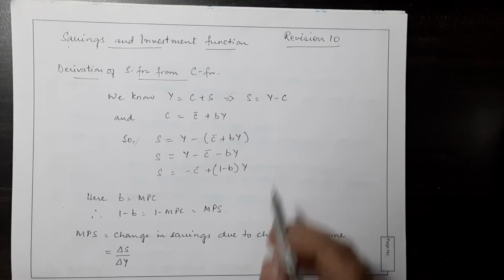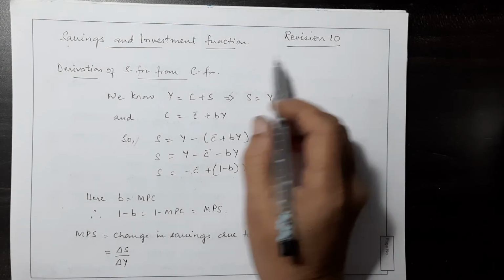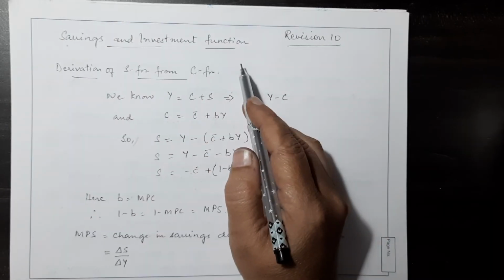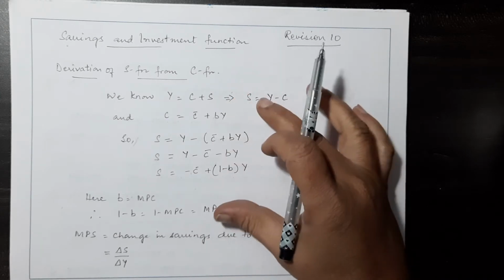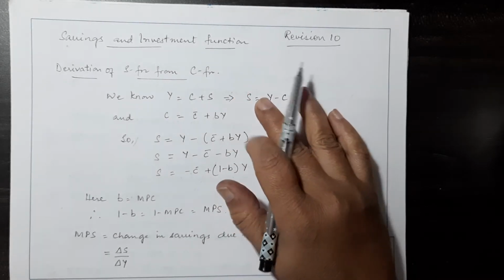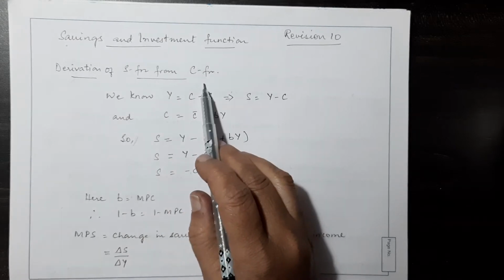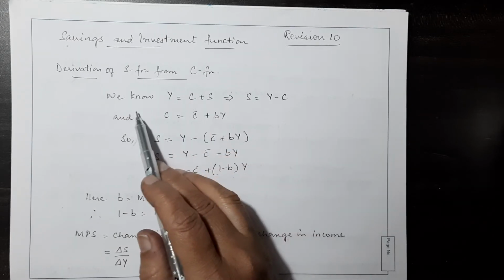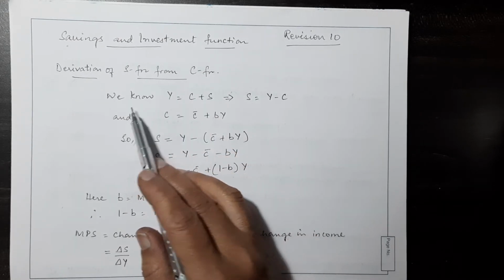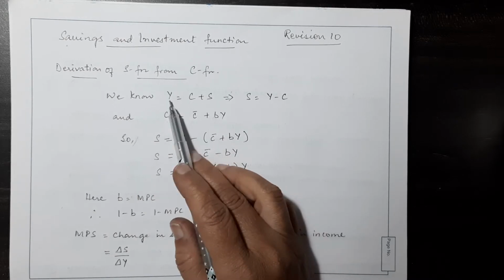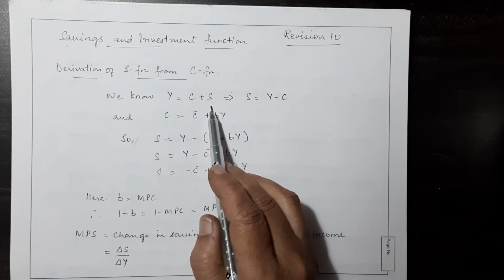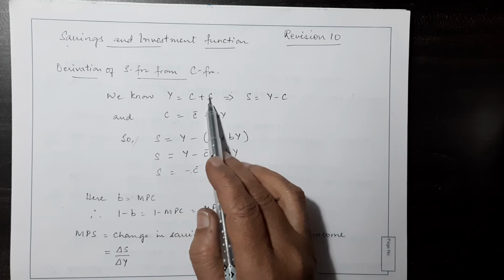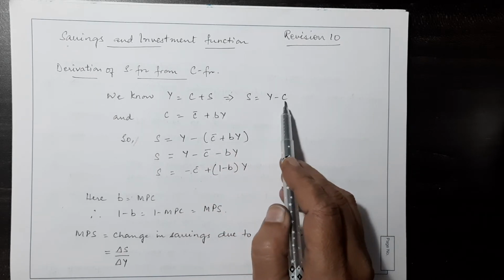In our episode Revision 10, let us revise savings and investment function. The first very important thing over here is to derive the savings function from the consumption function. So let's derive from what we know. We know Y is equal to C plus S. Income is equal to consumption plus savings. So from here we get saving is equal to income minus consumption.